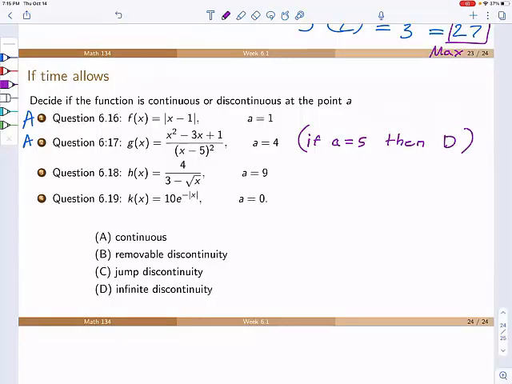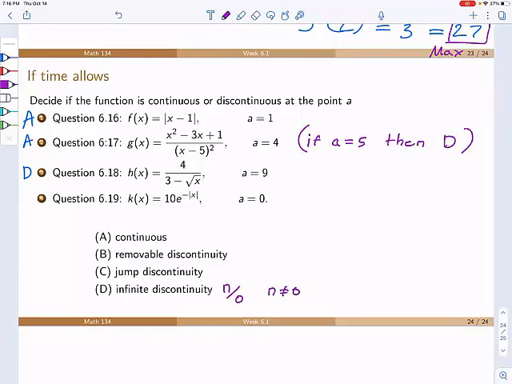Okay, so the next one, if we plug in 9 right there, we get the square root of 9, which is 3, so 3 minus 3, and that's exactly the scenario that we just talked about. We get D as the answer for an infinite discontinuity. So that's once again the case where you have a number over 0 and that number is non-zero in the numerator.